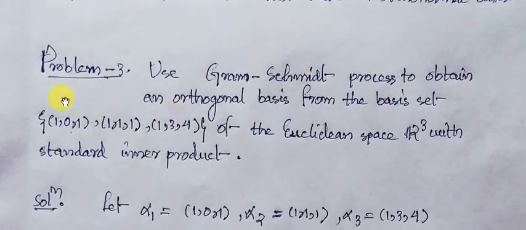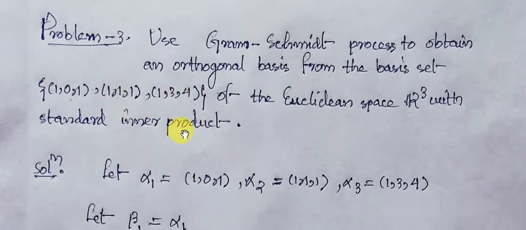The given set of basis vectors, the basis set, is this: (1, 0, 1), (1, 1, 1), and (1, 3, 4). We are renaming these. First, we consider alpha 1, which is equal to the vector (1, 0, 1). Next, alpha 2 is the second vector of the basis set, (1, 1, 1). And third, alpha 3 is the third member of this basis set, (1, 3, 4).